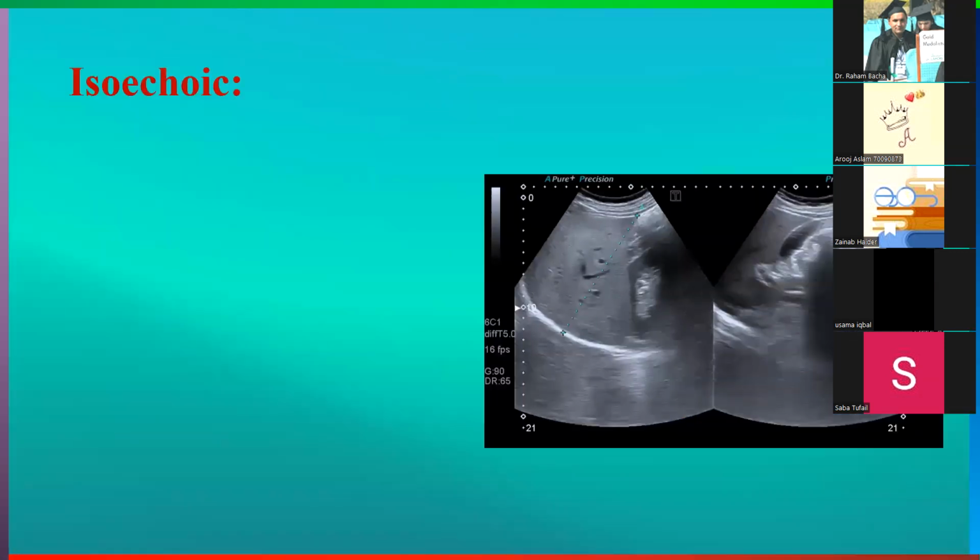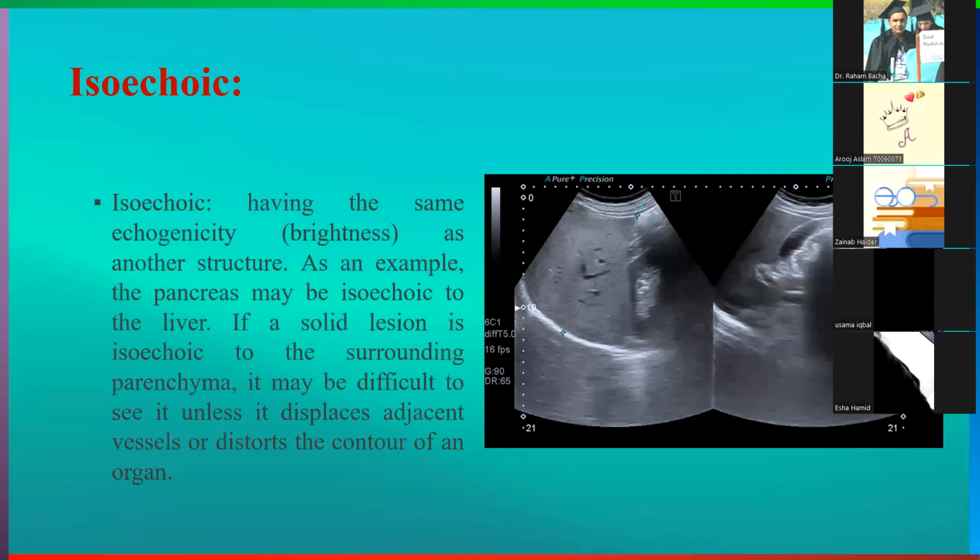Then we have another term which is isoechoic. Here you can see the iso prefix is used with echo, and by iso we mean the same. So any structure having the same echogenicity is said to be isoechoic. For example, you can say that the renal parenchyma is isoechoic to the diaphragm.